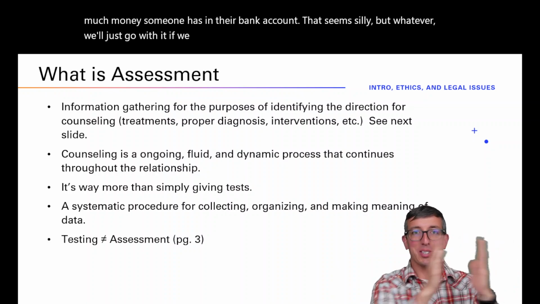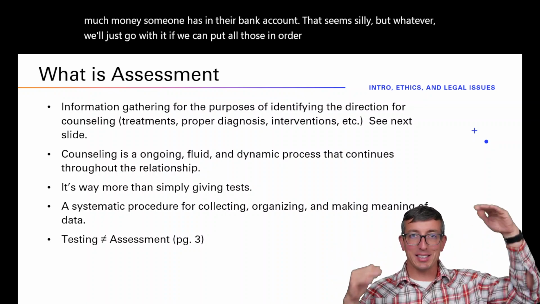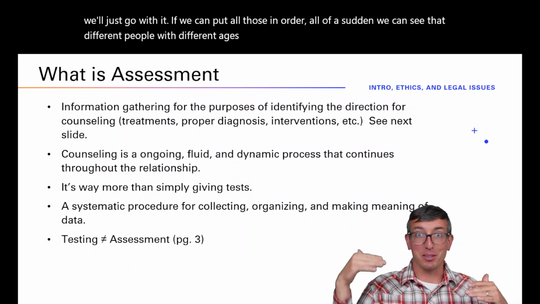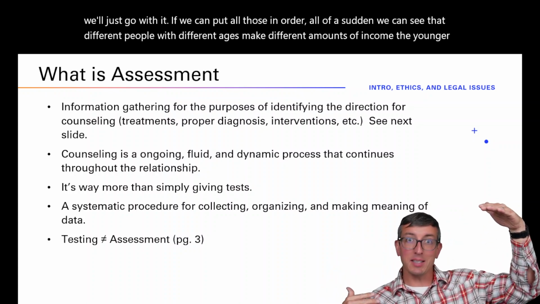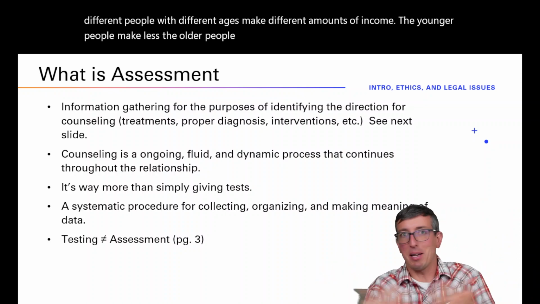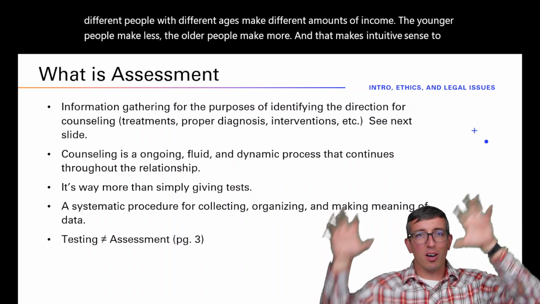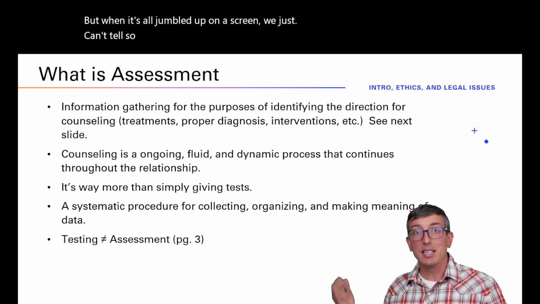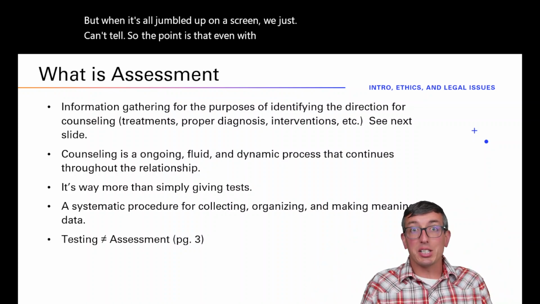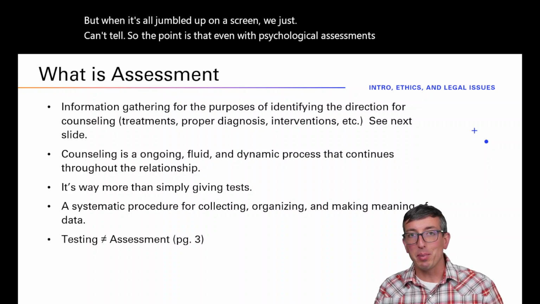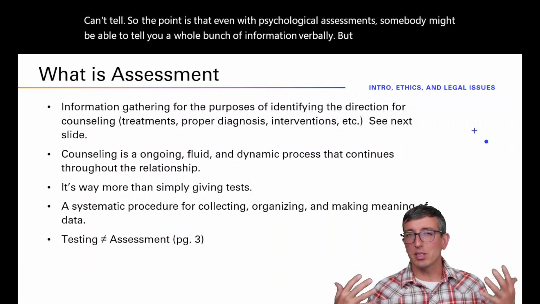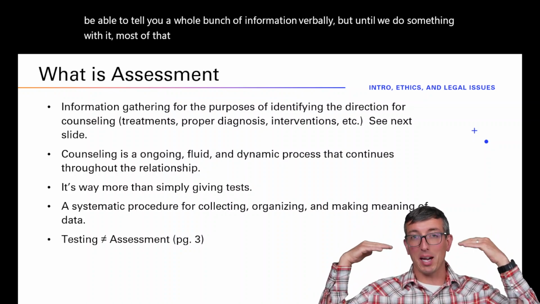If we can put all those in order, all of a sudden we can see that different people with different ages make different amounts of income. The younger people make less, the older people make more. And that makes intuitive sense to us. But when it's all jumbled up on a screen, we just can't tell. So the point is that even with psychological assessments, somebody might be able to tell you a whole bunch of information verbally, but until we do something with it, most of that happens automatically in our head.